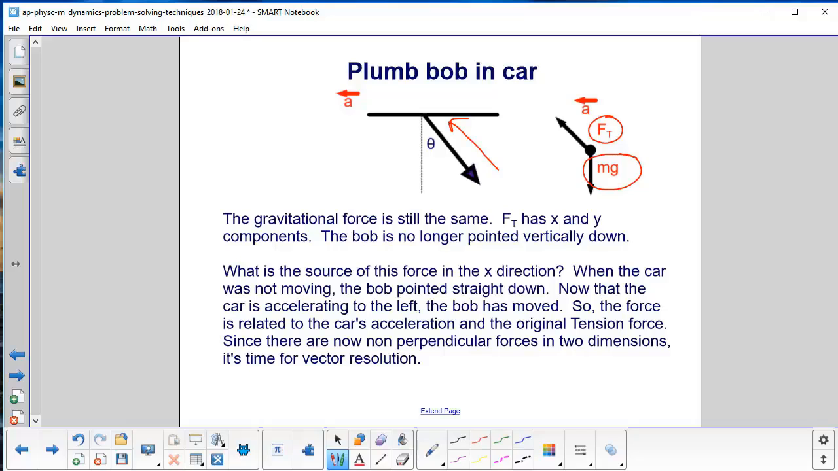What is the source of this force in the x direction? When the car was not moving, the bob pointed straight down. Now that the car is accelerating to the left, the bob is moved. So the force is somehow related to the car's acceleration and the original tension force. Since we now have non-perpendicular forces in 2 dimensions, okay, you have this guy down here, and tension is not perpendicular or parallel to mg, we have to do some vector resolution of the tension force.